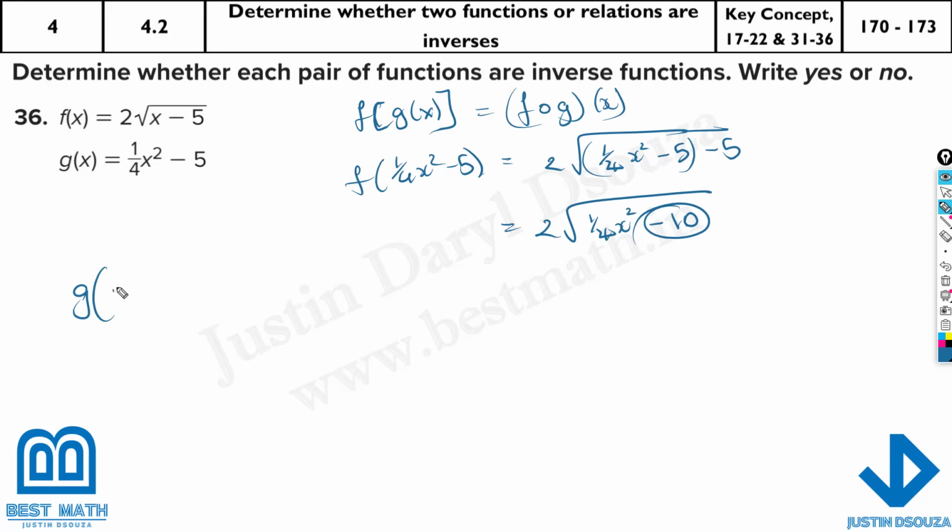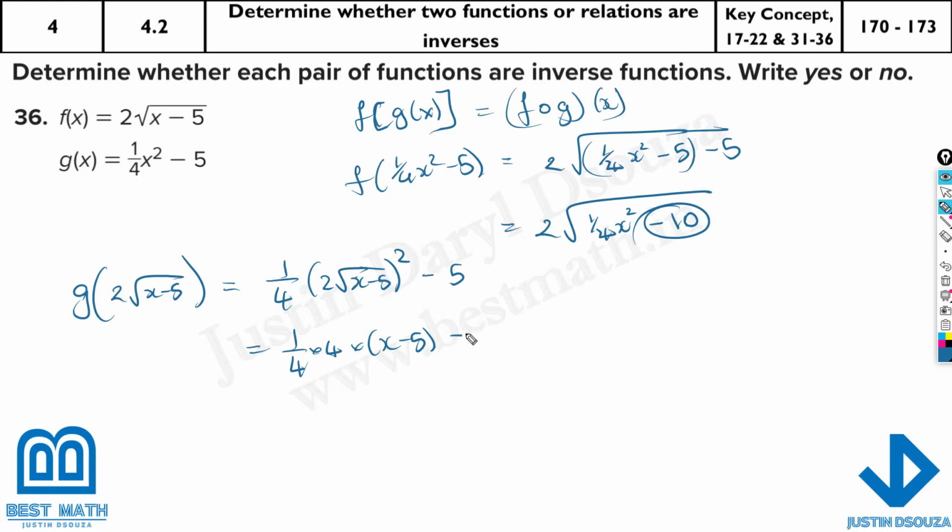g of 2 square root x minus 5 will be equal to 1/4. Here we have, instead of x, 2 square root x minus 5, the whole squared, minus 5. Now 1/4 remains, this is 4 multiplied by x minus 5, and minus 5. The 1/4 and 4 cancel, but here you have x minus 5 minus 5, which is x minus 10. So no, they are not inverses of each other.